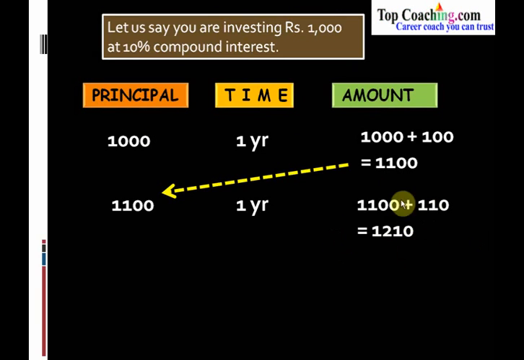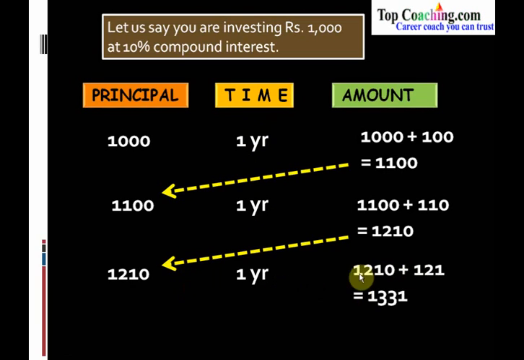Now again, this amount becomes the principal for the next year of calculation. So now the principal becomes 1210 rupees, and again, we are going to find it for 1 year, and thus it becomes 1210 plus 121. Now the interest on this amount is 121 rupees, and so it becomes 1331. Thus the amount now becomes 1331. So you see the difference.